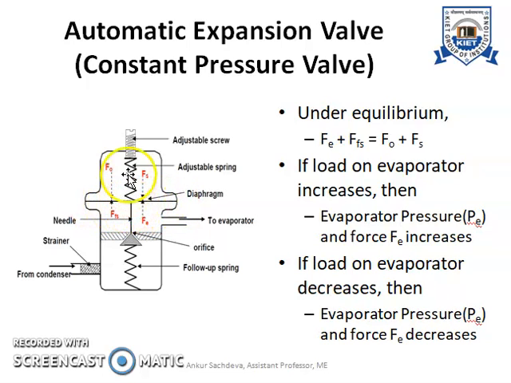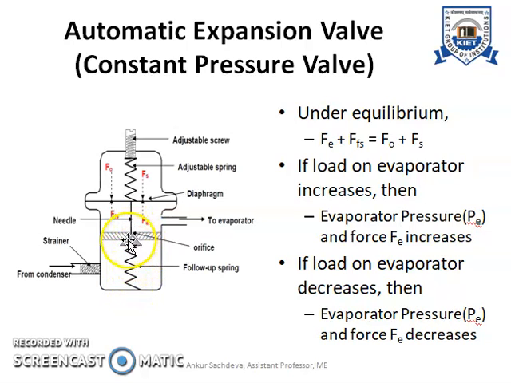F0, which is shown over here, is nothing but the force due to atmospheric pressure acting on the diaphragm. On the other side of the diaphragm, that is on the downside of the diagram, we have the valve stem, which is connected to the valve, and this valve is resting on the valve seat, as you can see here. To the valve another spring, which is called the follow-up spring, is also attached.